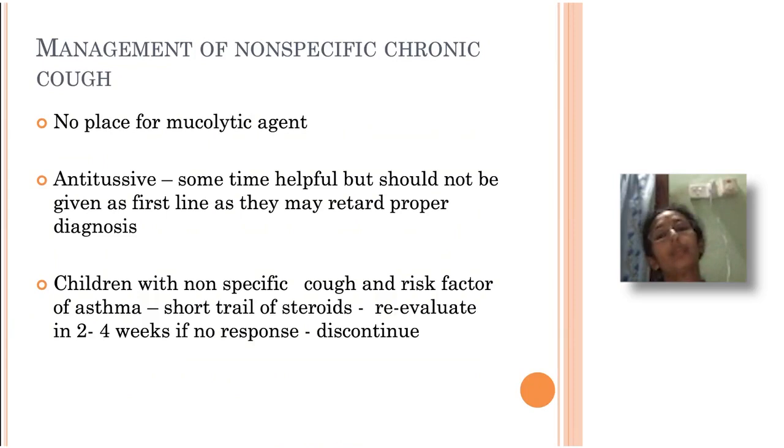There is no place for mucolytic agents. Antitussives sometimes may be helpful, but they should not be given as first line, as they may retard the proper diagnosis. But if a child with non-specific cough has a risk factor for asthma, and we think cough variant asthma may be a possible cause, we can try a short trial of steroids. When giving a trial of steroid, the child has to be re-evaluated in 2 to 4 weeks to see whether they have responded. And if there is no response, it should be discontinued immediately.